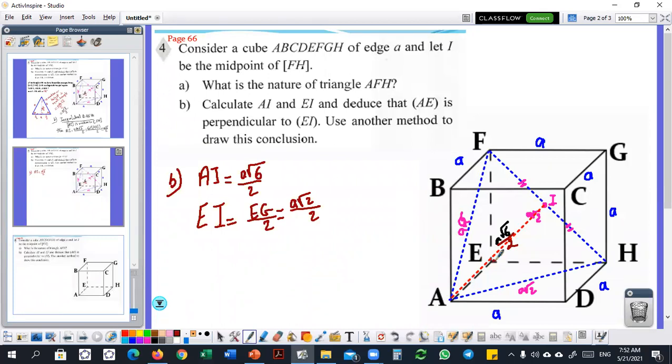So from the point E to the point I, by the way, AI is half of EG, and EG is parallel to AC. Now, deduce that AE is perpendicular to EI. The word deduce, it means that what? You should use this and this.